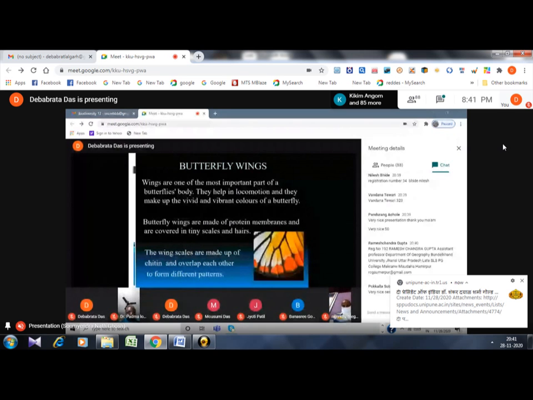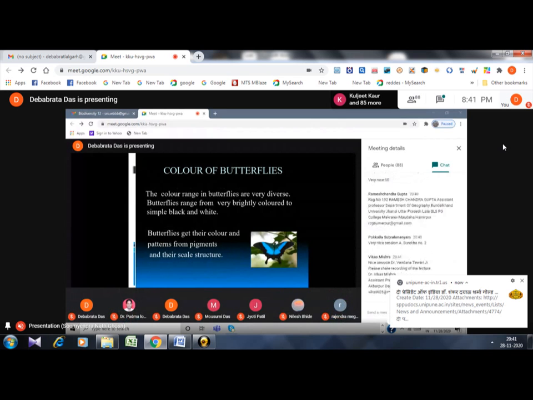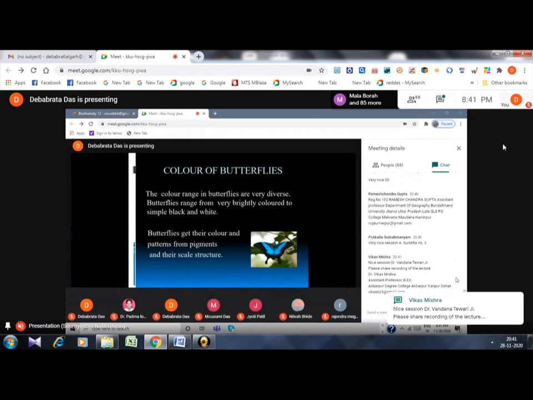Then the color of butterflies. Butterflies vary in different ranges. The color is a very diverse range of colors. You can find all the colors of the rainbow in a butterfly, meaning in every species of butterfly. Butterflies have diverse colors and they get their colors from pigments and their scale structures.